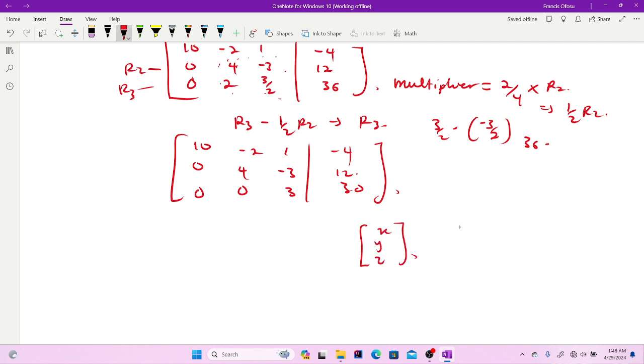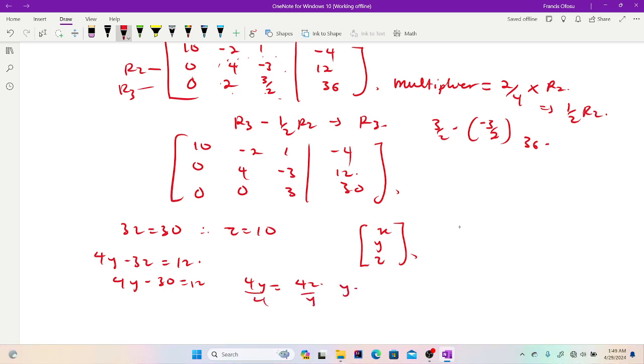So I'll have 3z equals 30. Obviously, z is equal to 10. I'm going to have 4y minus 3z is equal to 12, and z is 10. So we'll have 4y minus 30 equals 12. I'll have 4y is equal to 30 plus 12, 42. So divided by 4, my y is what? 42 divided by 4, which is 13. So y is 13.